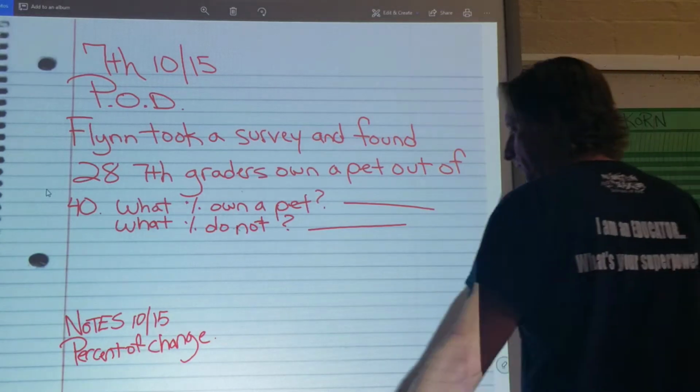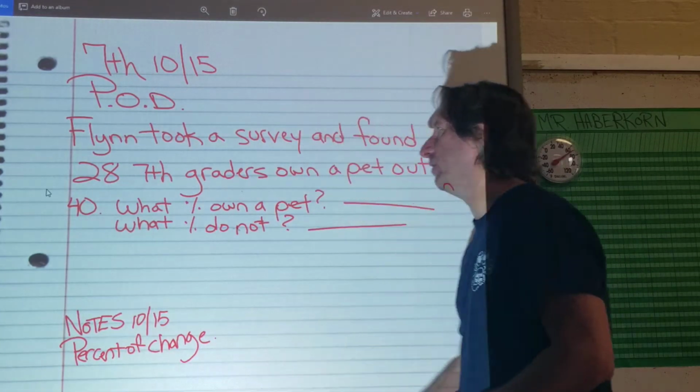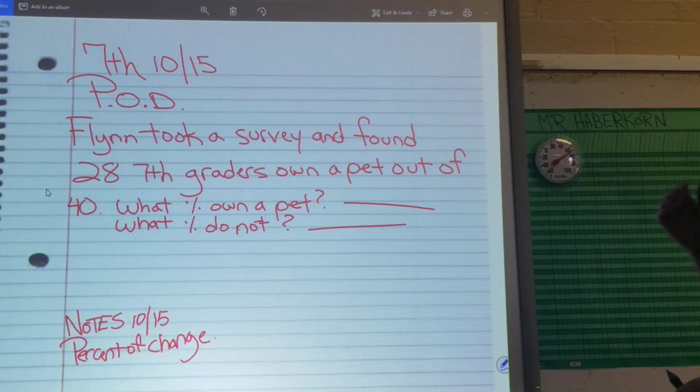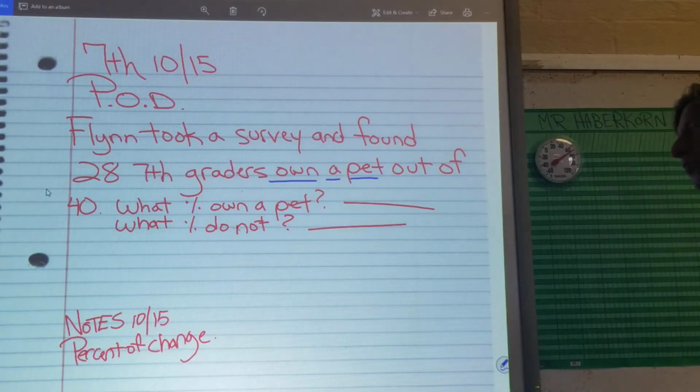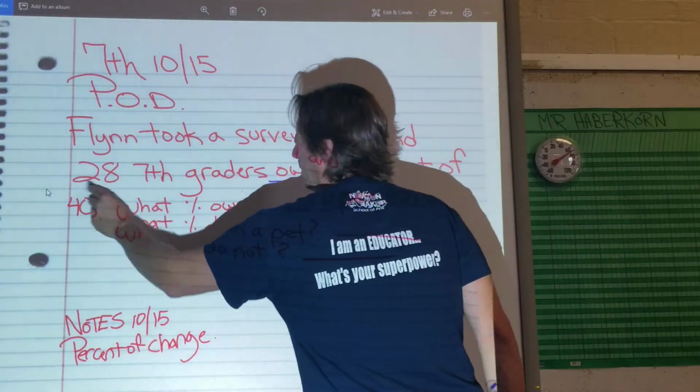of the day. It says Flynn took a survey and found 28 seventh graders own a pet out of 40. What percent own a pet and what percent do not own a pet? All right, so we're going to find what percent own a pet first, okay? And because that's what the information we have. They own a pet, right? So this is 28 out of 40.